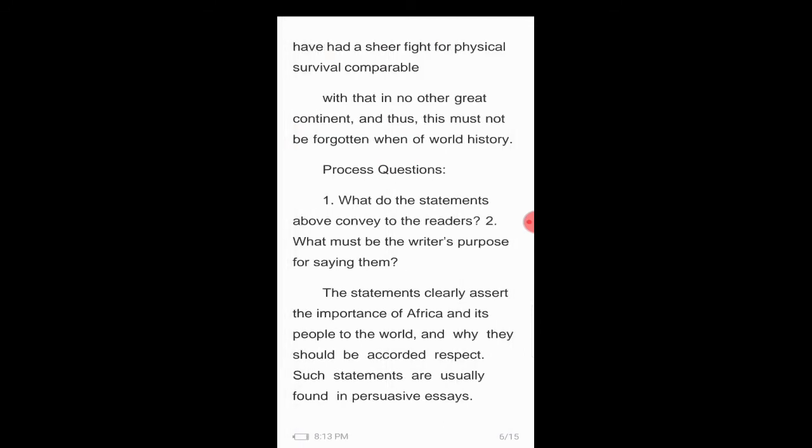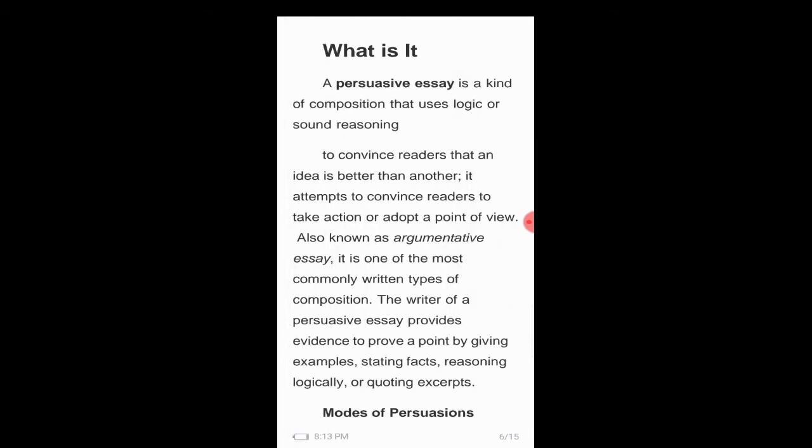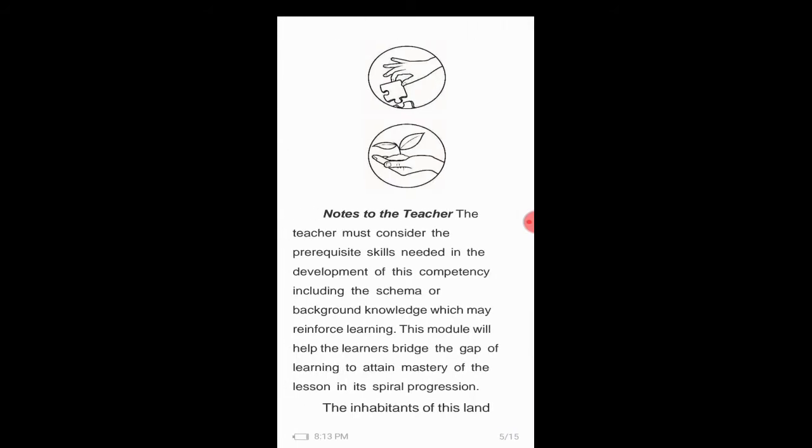So what do the statements above convey to the readers? What must be the writer's purpose for saying them? The statements clearly assert the importance of Africa and its people to the world and why they should be accorded respect. Such statements are usually found in a persuasive essay.